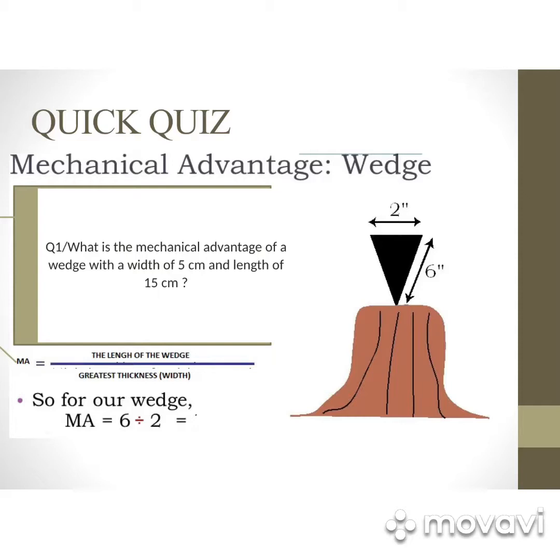But the question is in the upper part. The question says, what is the mechanical advantage of a wedge with a thickness of 5 centimeters and a length of 15 centimeters? Can you find this one? This is for you to find, and you can. I will check this one with the other quizzes. So please try to practice, and good luck.